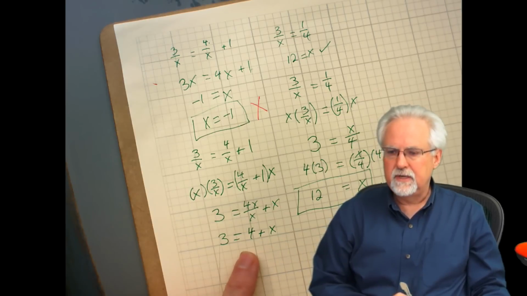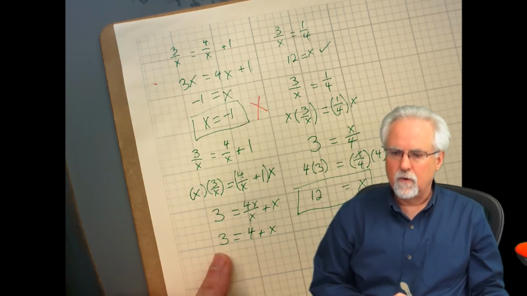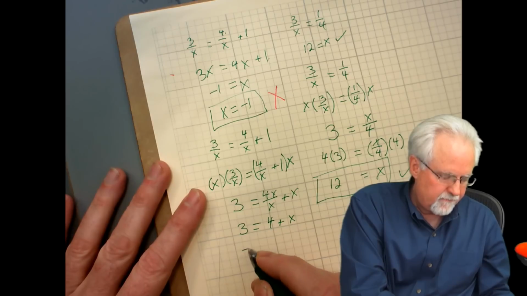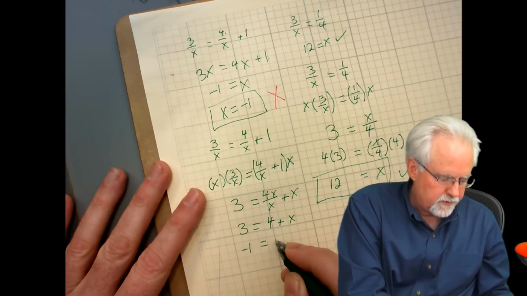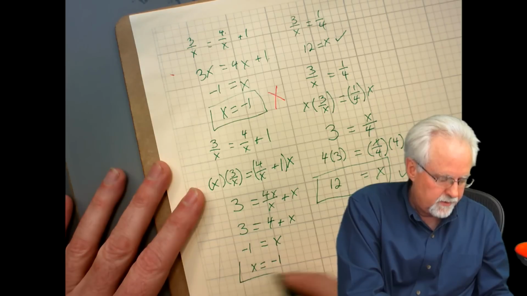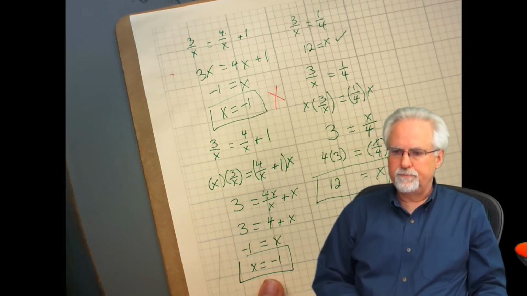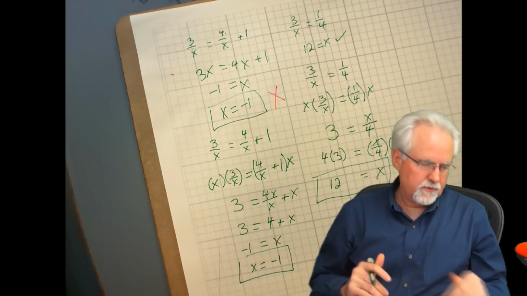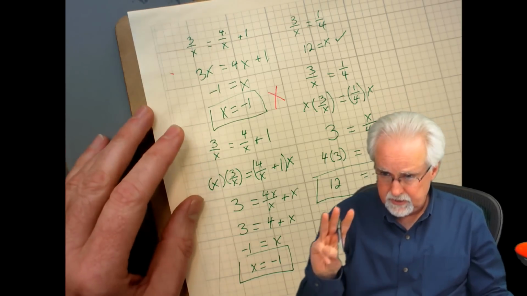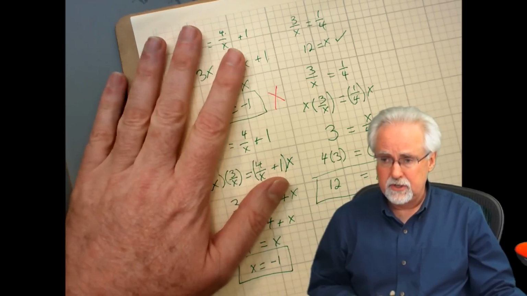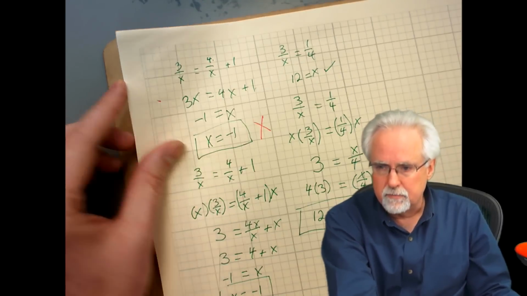Now what do I do to get x by itself? I subtract 4 from both sides, and so I have minus 1 is equal to x. So I can say x is equal to minus 1. Okay, so that is the right way to work the problem. Now let me show you. Okay, so what is this? This is the number 3 thing. There is no such thing as cross multiplying.